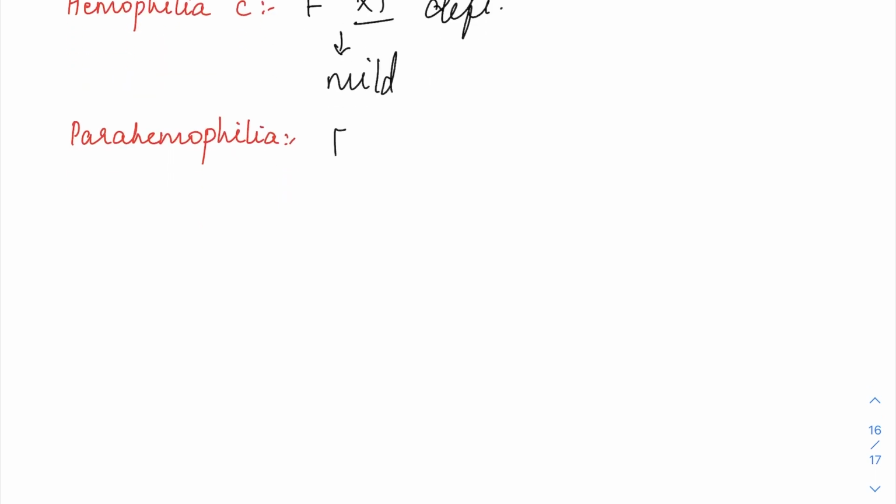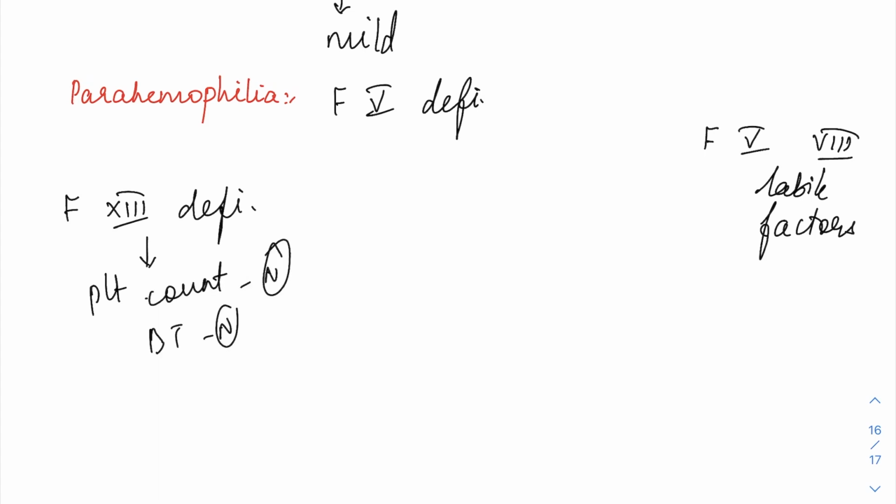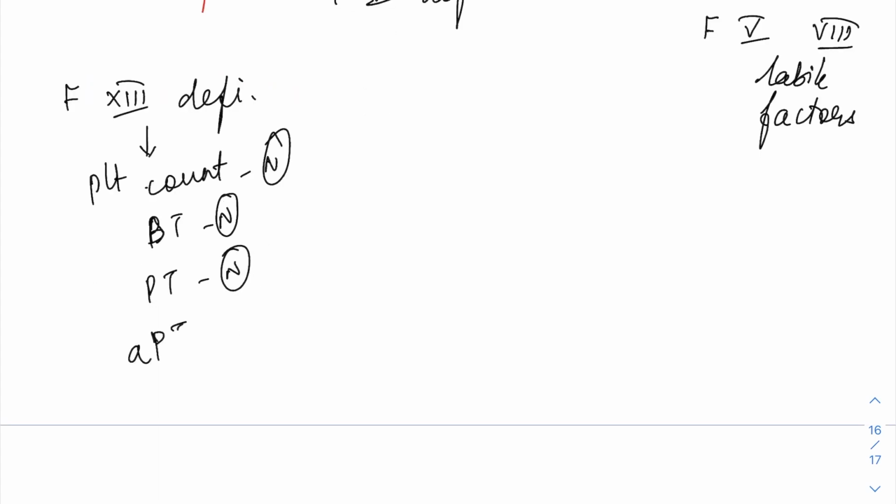Parahemophilia is when factor 5 is deficient. And remember, factor 5 and factor 8 were the labile factors. We also can have a factor 13 deficiency. Suppose there is a bleeding defect, some bleeding manifestation, but every screening test is normal. The platelet count will be normal, BT is going to be normal, PT is going to be normal, even APTT is going to be normal, because factor 13 is not involved in either the intrinsic or extrinsic pathway, right? Factor 13 is the clot stabilizing factor.